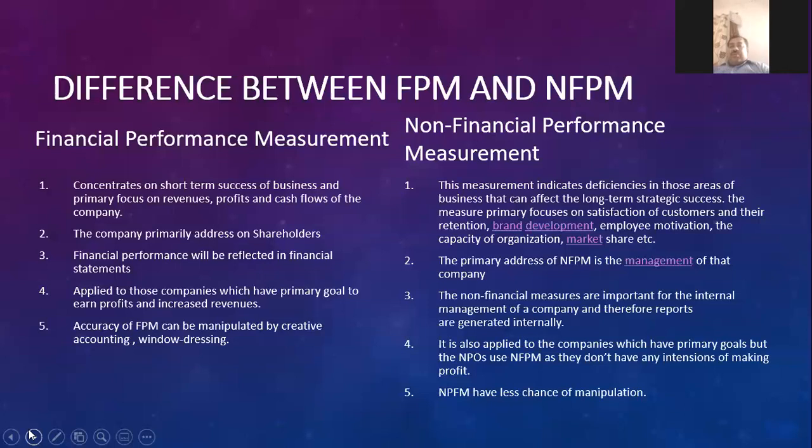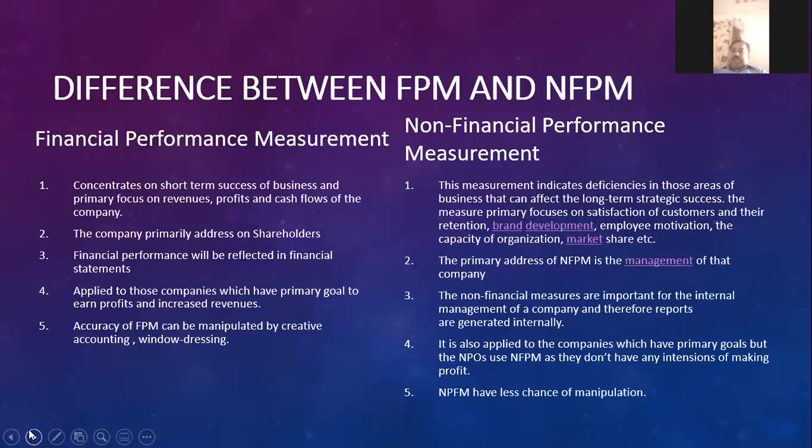Next, it is applied to those companies which have a primary goal to earn a profit and increase the revenue. This type of performance measure is applied only to those companies whose primary goal is to earn more profit and increase the revenue. Then non-financial performance measures are also applied to companies, not only limited companies, but also NPOs, non-profit organizations, who are using NFPMs. Okay, they do not have any intention of making a profit. So here it can be applied to POs as well as NPOs.